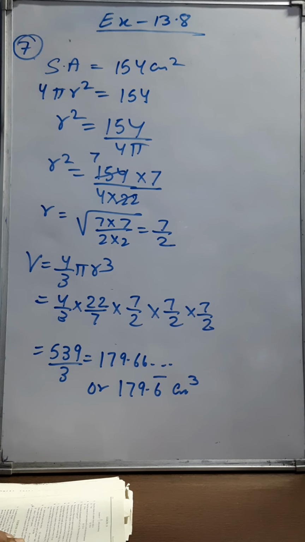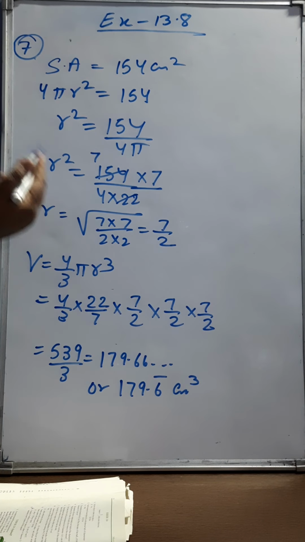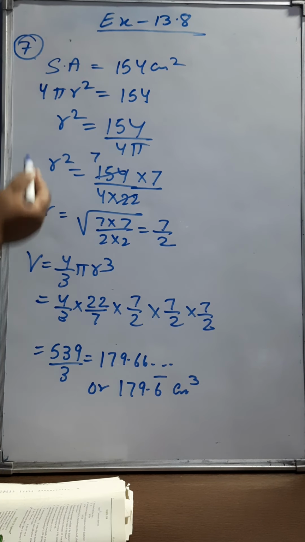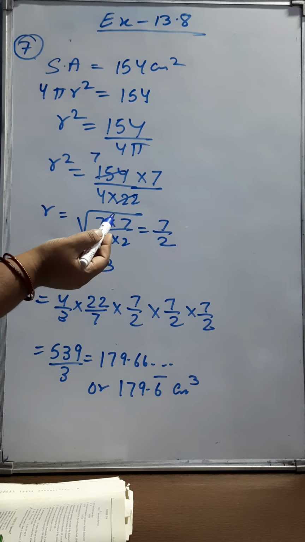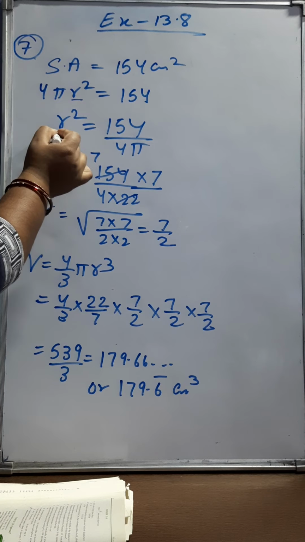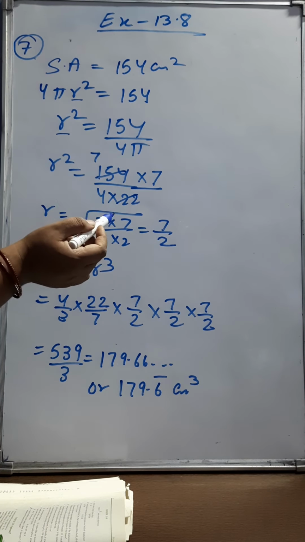Question number 7 says, find the volume of a sphere whose surface area is 154 centimeter square. So with the help of surface area, first we will calculate its radius. Surface area is 4 pi r square is equal to 154 centimeter square. So clearly for calculating r, this 4 pi will go down. So we have 154 divided by 4 pi.